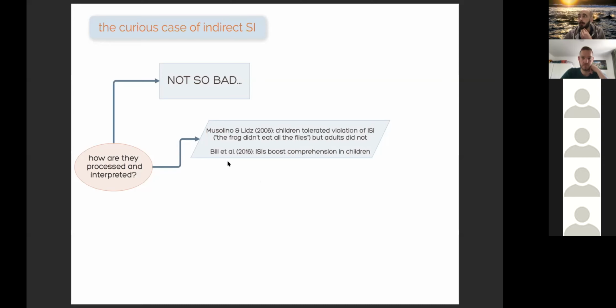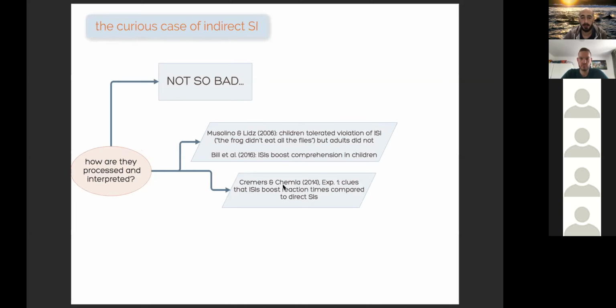But other experiments, like this experiment by Cory Bill, found that indirect scalar implicature boosts comprehension in children compared to direct scalar implicature. So they found some evidence that children are not so bad with these inferences.